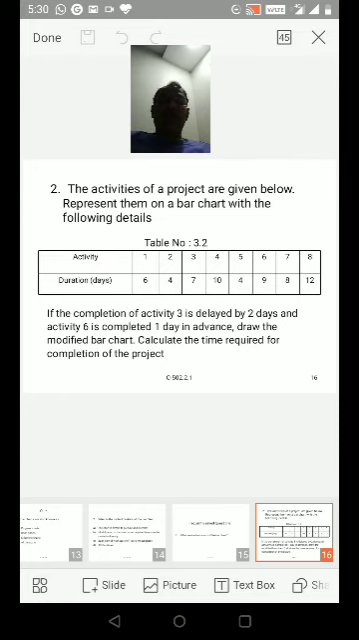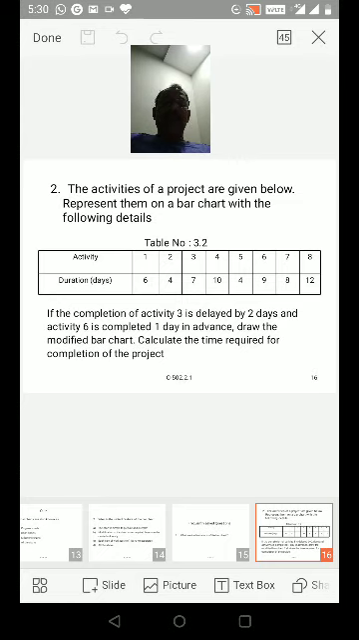Question 2. Frequently asked questions. The activities of a project are given below. Represent them on a bar chart with the following details.